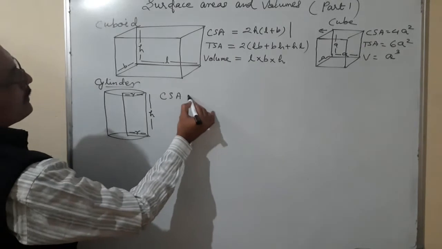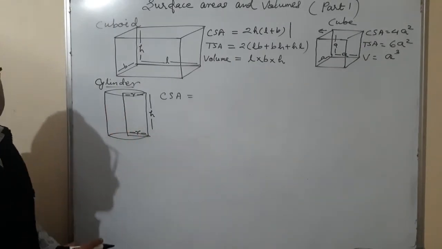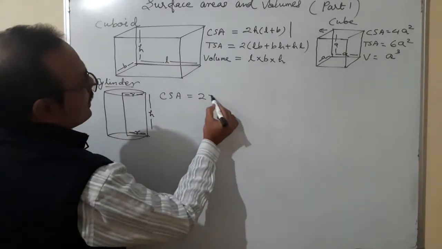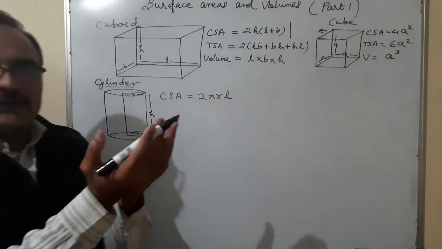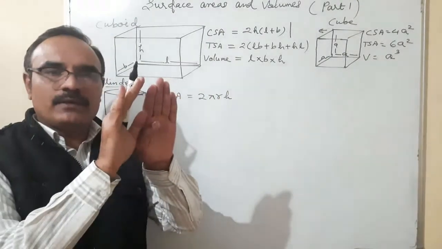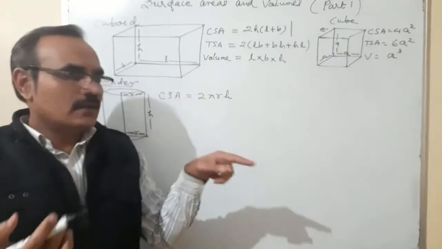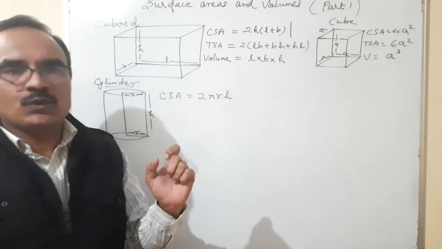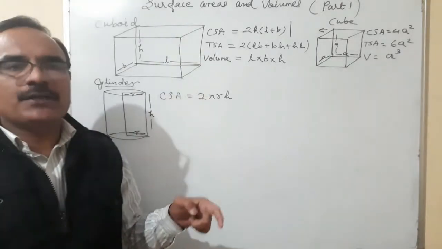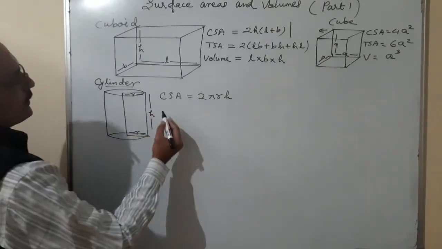CSA, curved surface area of cylinder, that means 2 pi r h. How is it coming 2 pi r h? When we fold an A4 size sheet like that, and when you unfold it, it becomes area of rectangle, length into breadth. Length is converted into the form of circumference of circle, that is 2 pi r, and breadth is converted into the form of height h. So it is 2 pi r h, CSA.